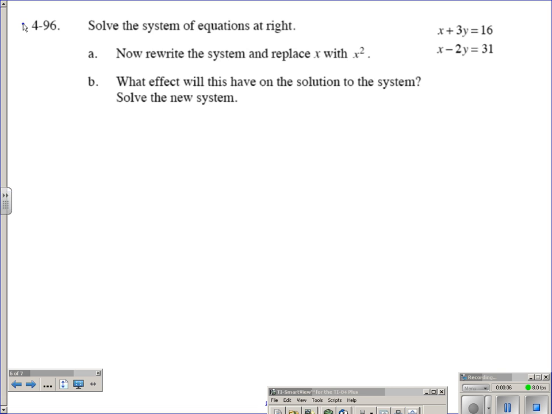Problem 4-96. Solve the system of equations at right. We have x plus 3y equals 16, and x minus 2y equals 31. Let's go ahead and solve that first. We have x plus 3y equals 16. We have x minus 2y equals 31.